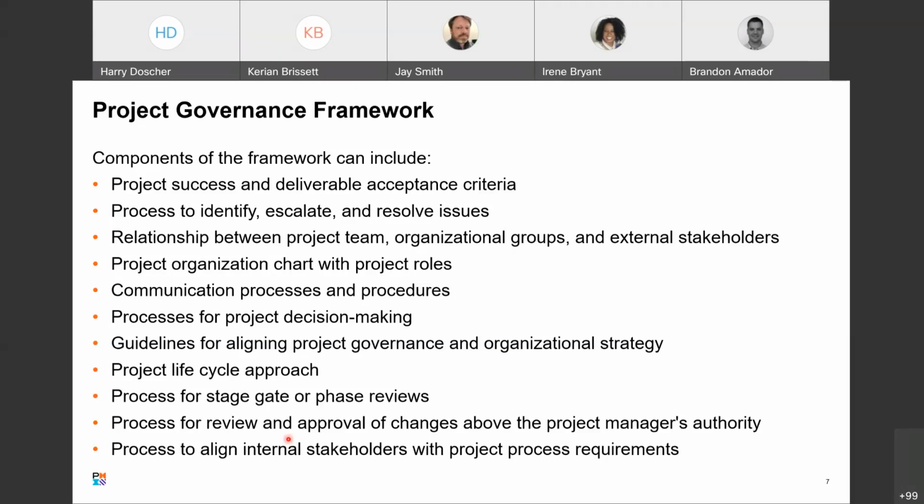So you need to know who to go see about anything that needs to be reviewed and or changed that you don't have the authority to do. So rather than trying to find out when it occurs, it's always best to have that established in your framework at the very beginning, so you don't have to spend time trying to find out where you need to go. And then a process to align internal stakeholders with project process requirements. I think that goes without saying.